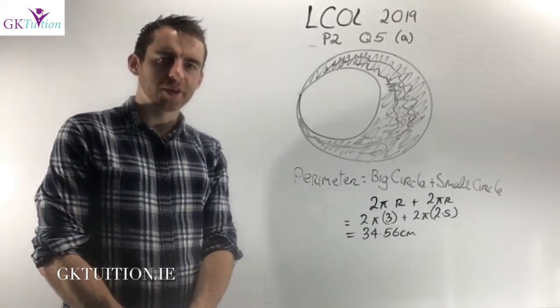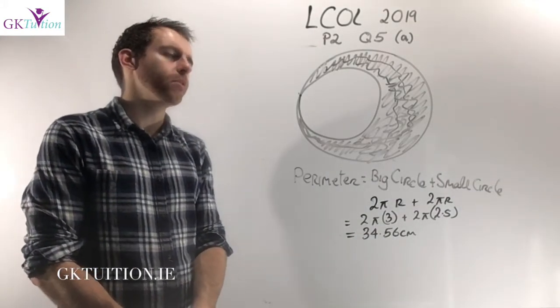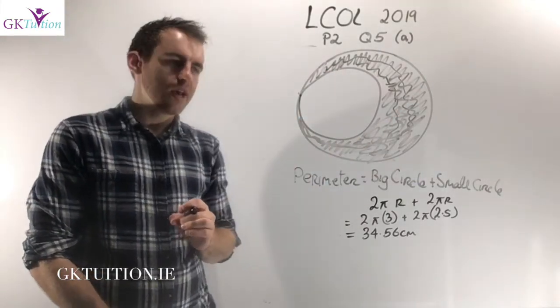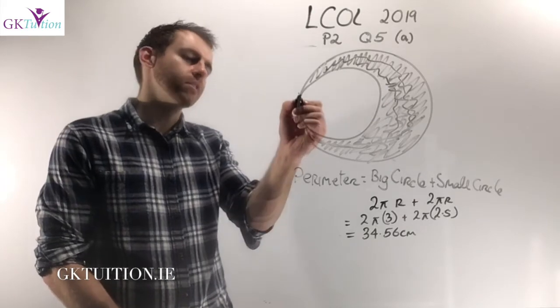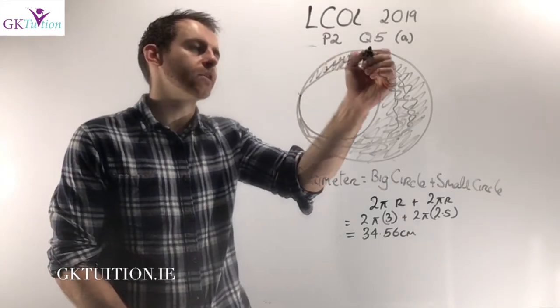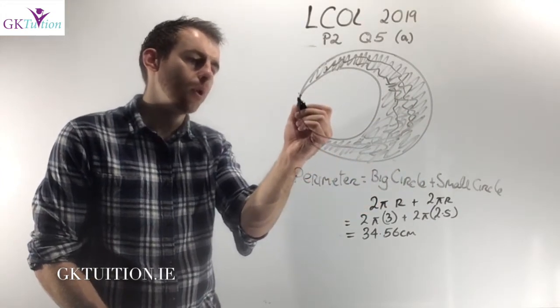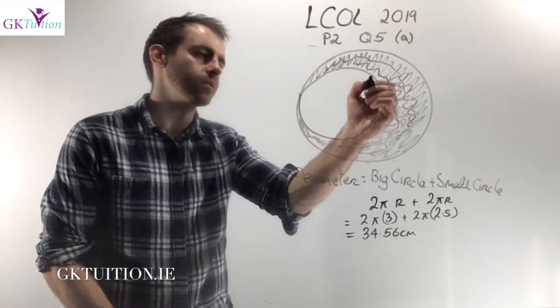It's a little bit trickier to find the perimeter. The perimeter of the crescent refers to the entire edge of the crescent. In this case, imagine if I started here, it would be the entire circumference of the big circle, plus the entire circumference of the small circle.